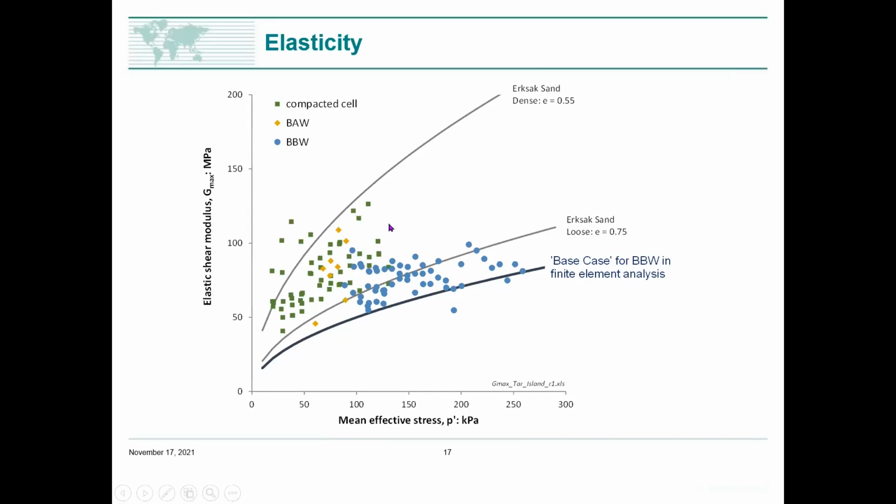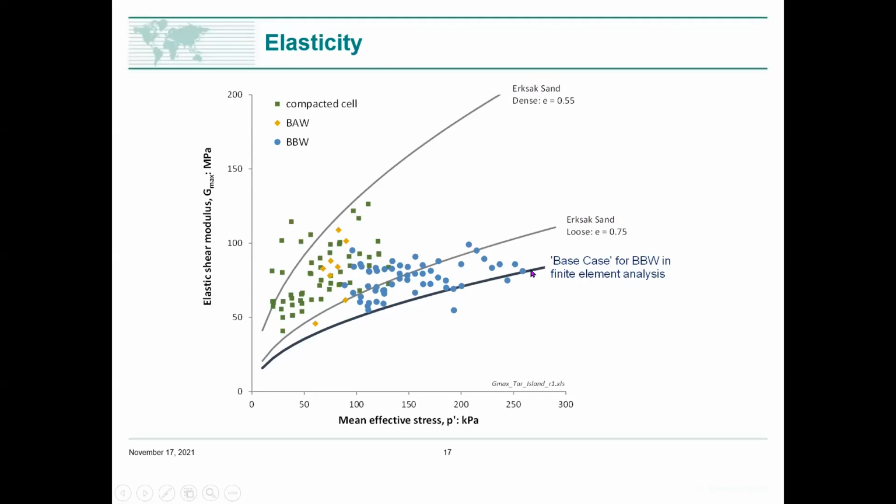The green squares are values in the compacted cells. The orange or yellow diamonds are beach above water, and the blue dots are the beach below water, which is our key player, which I'm going to introduce in a moment when we start looking at the idealization. I've thrown a couple of guidelines on here, which are called Erksack sand. These gray lines are from the elastic model we got after a lot of calibration work with Erksack sand. And so that tells you if you've got a dense and particular void ratio, or it's loose, a much looser void ratio, that is the sort of behavior you expect.